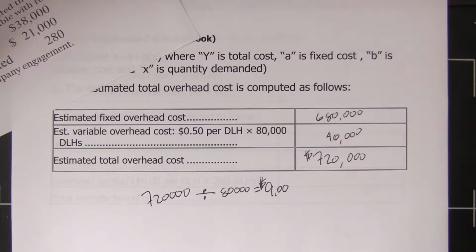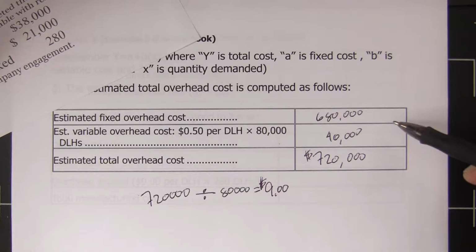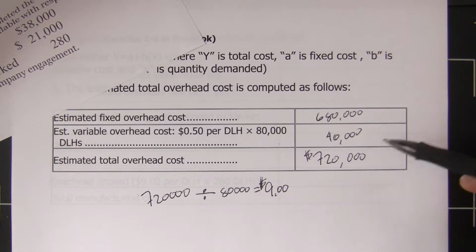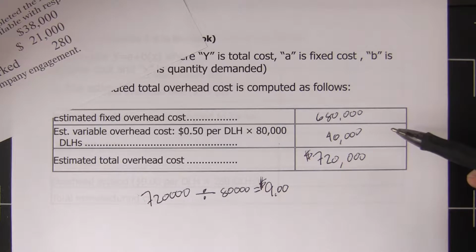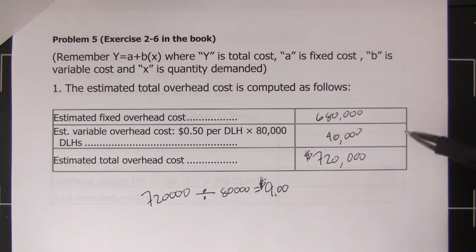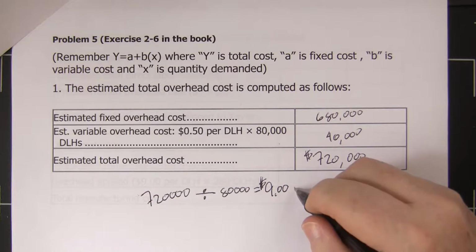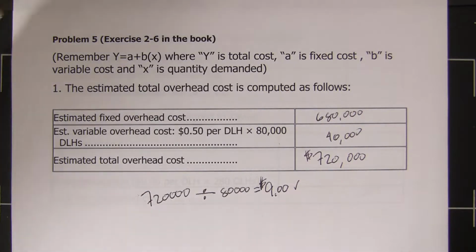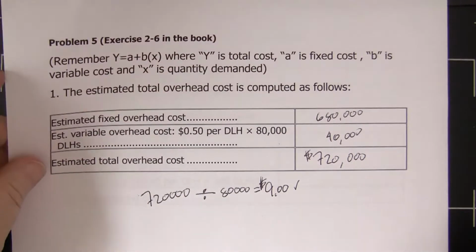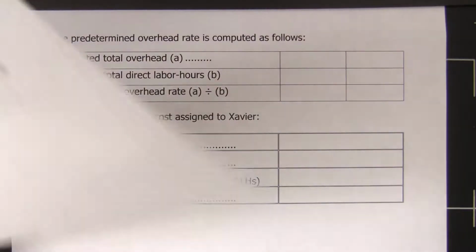Now, if you wanted to go through and do the estimated fixed overhead, divide by 80, and then add 50 cents per hour, as long as you had 80,000 hours, it would work. When you're doing a predetermined rate, you combine them, okay? So, every time we use a labor hour, we add $9 per labor hour for overhead. That's the concept of predetermined rate.